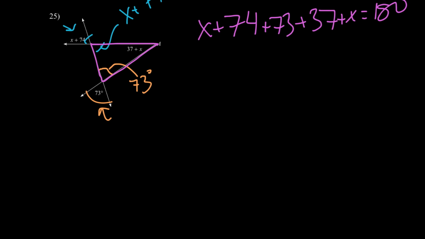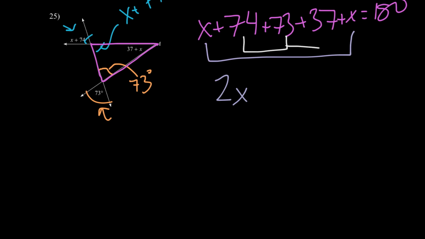And now we go through and we combine our like terms just like normal. So x and x gets me 2x, and 74 plus 73 plus 37 gets me 184. And then I still am equal to 180 degrees because I have not touched that.